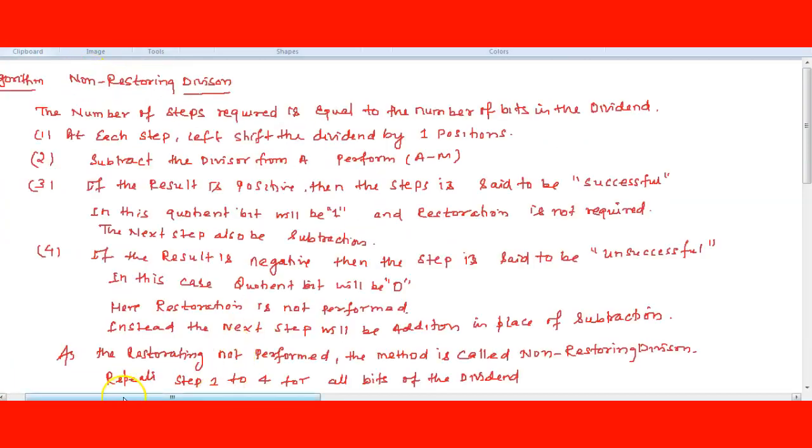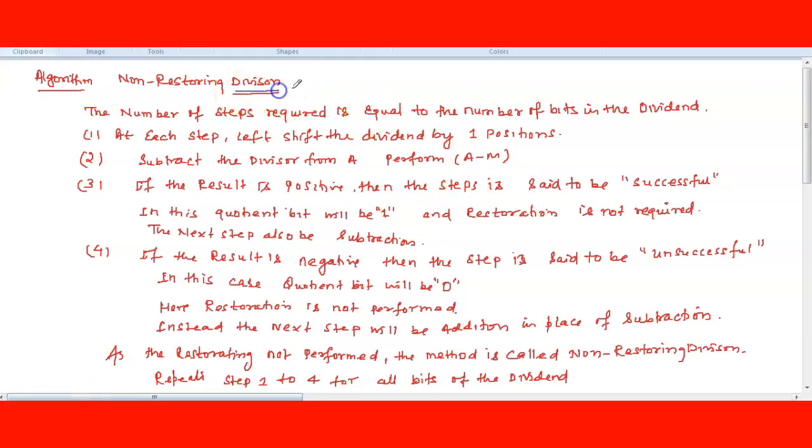So this is the algorithm for non-restoring division. Till step 3 it is the same as restoring division. The number of steps required is equal to the number of bits in the dividend. At each step, left shift the dividend by one position. Subtract the divisor from A, the accumulator. If the result is positive, the step is said to be successful, and the quotient bit will be 1. Restoring is not required. Till here the step is the same as restoring. After that only changes here.